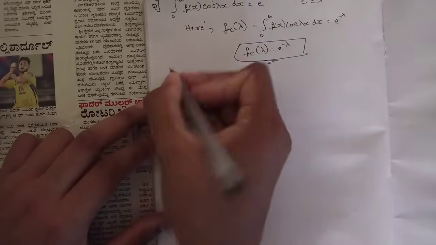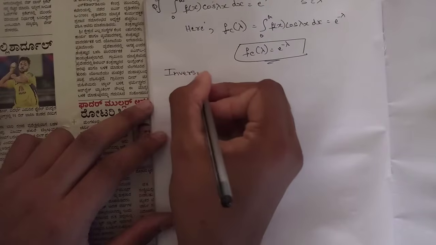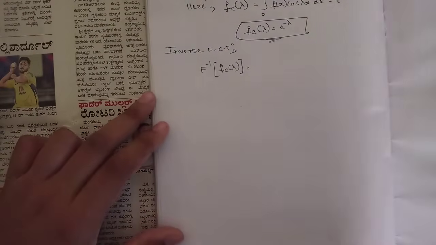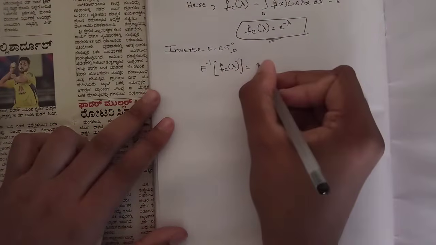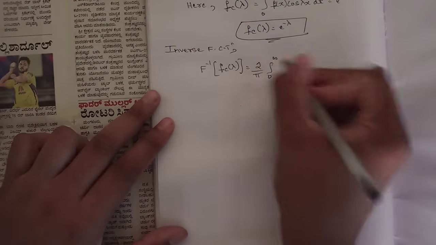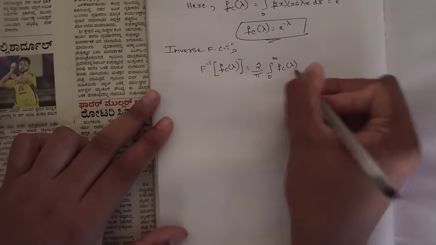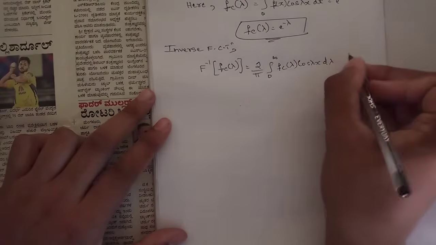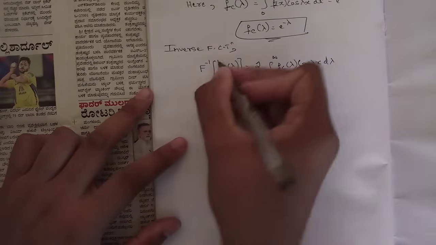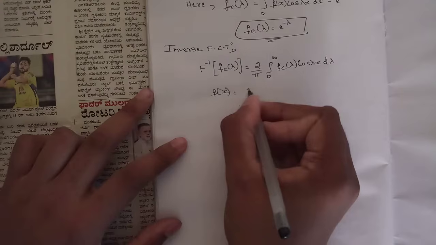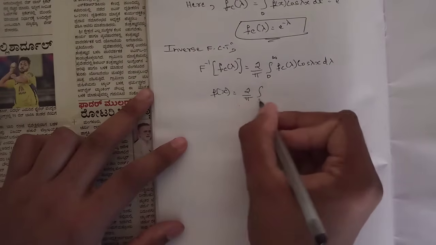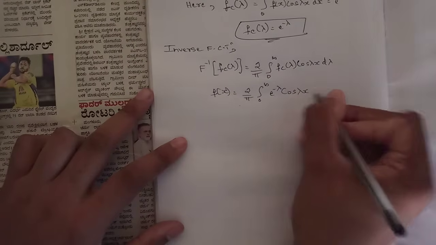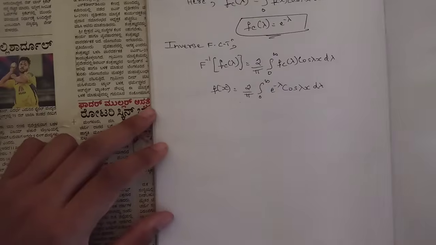So now again use the inverse Fourier cosine transform to solve this, okay? So the inverse Fourier cosine transform in this question is given as 2 by pi, integral from 0 to infinity, fc of lambda cos lambda x, where the parameter here is lambda, so d lambda, okay? So this can be replaced: f of x is 2 by pi, integral from 0 to infinity, where the value of fc of lambda is e to the power minus lambda, cos lambda x d lambda, okay?